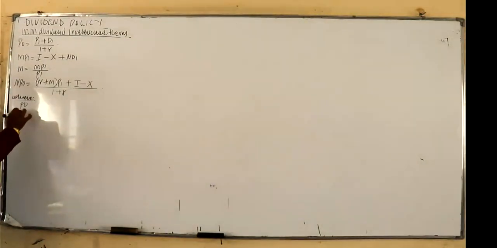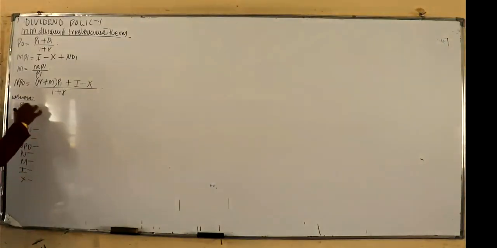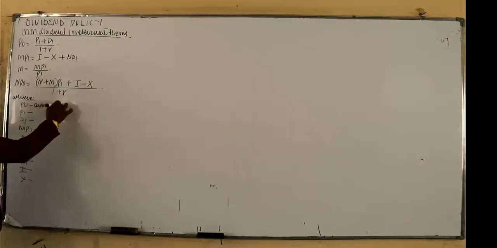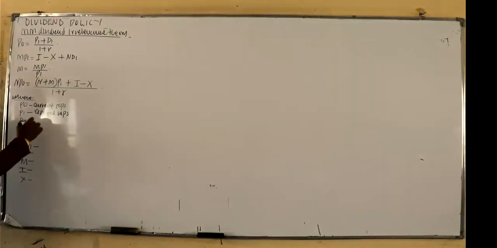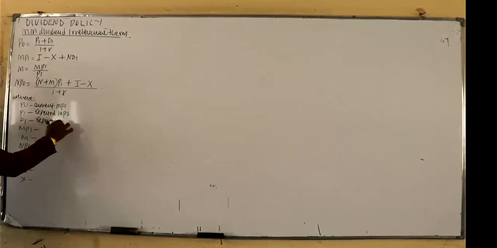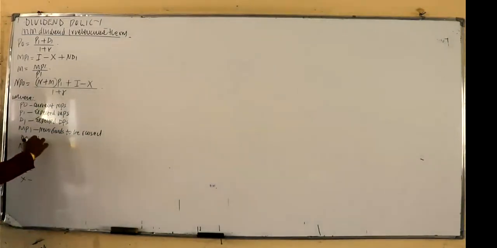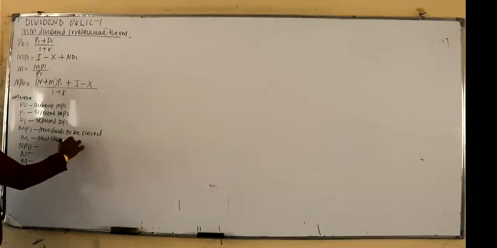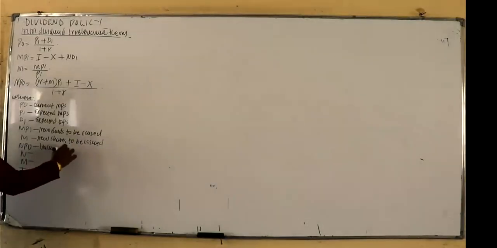what is P0, what is P1, what is D1, what is MP1, what is M, what is NP0, what is N, what is M, what is I, what is X. P0 is the current market price per share. P1 is the expected market price per share. D1 is the expected dividend per share. MP1 is the new funds to be raised. M is the new shares to be issued. NP0 is the value of the company.